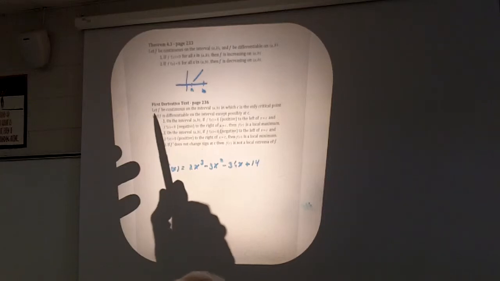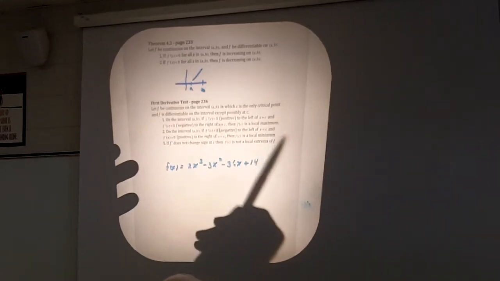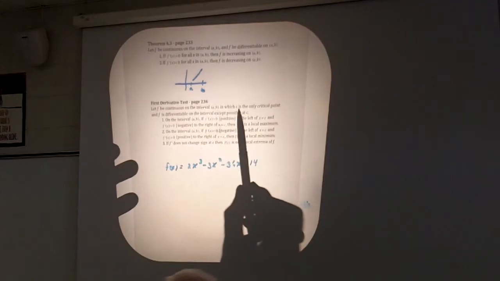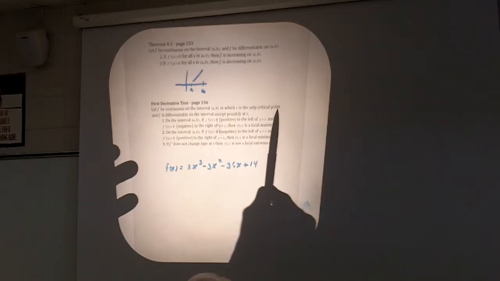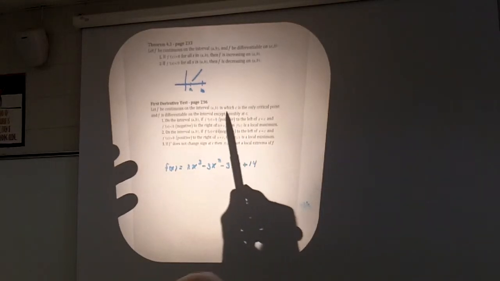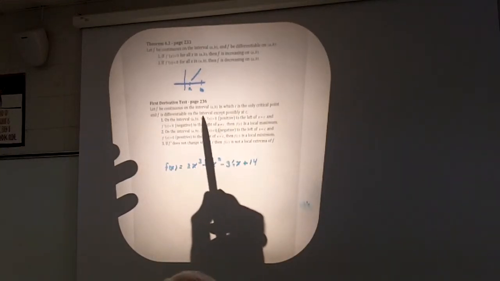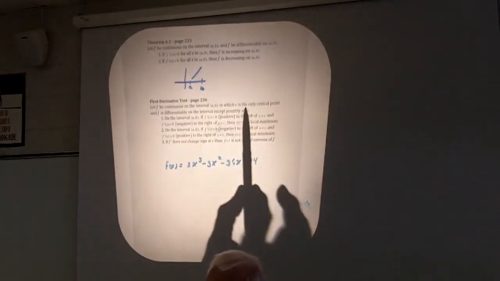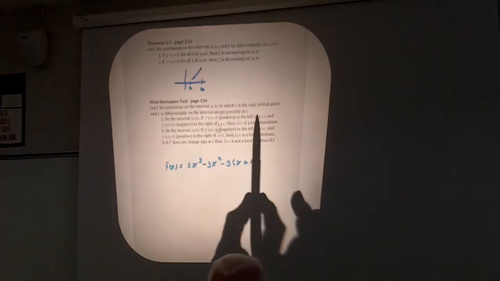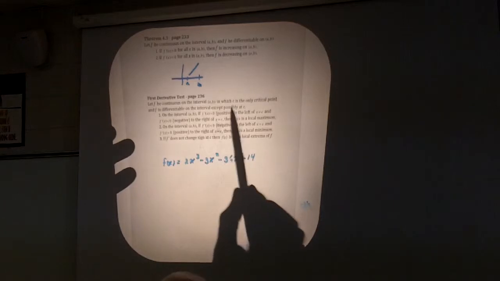And this is what it says. Let f be continuous on an interval AB. Again, notice this is an open interval. Pretty soon I'll have one that's closed. In which C is the only critical point in that interval. Very important to know that. Okay? And f is differentiable on the interval, except possibly at C. And my second illustration is going to be one where it's not going to be differentiable at C. Okay? Your book uses a little bit different word there, but it basically means the same thing.